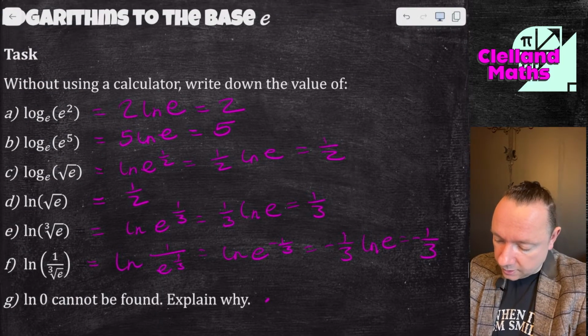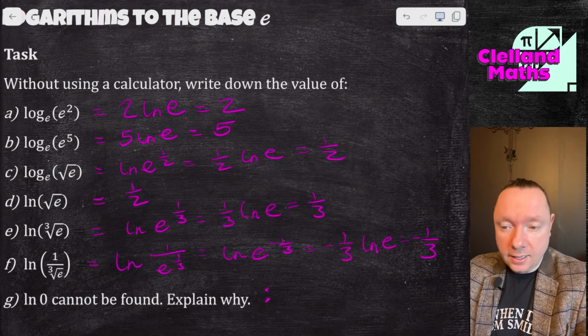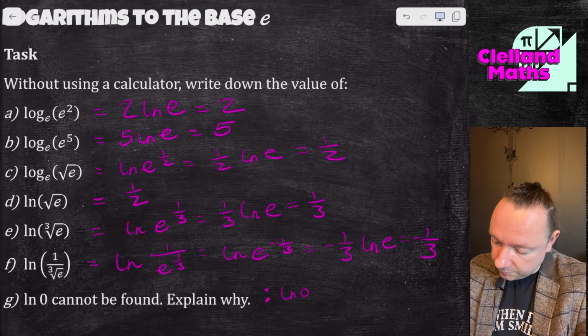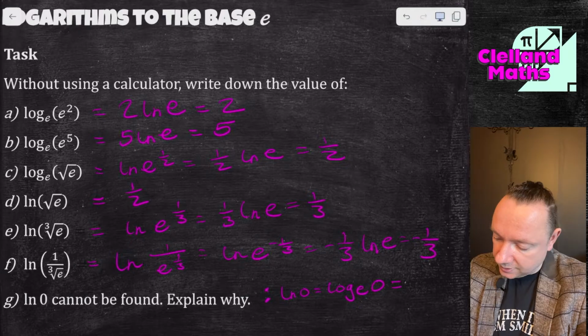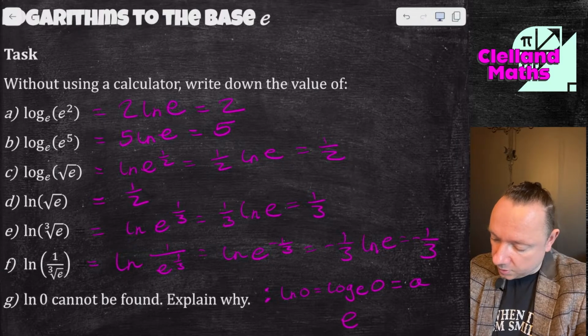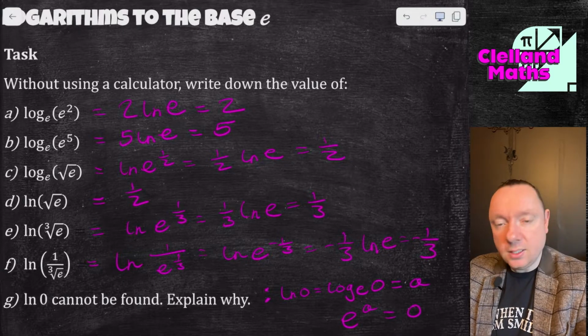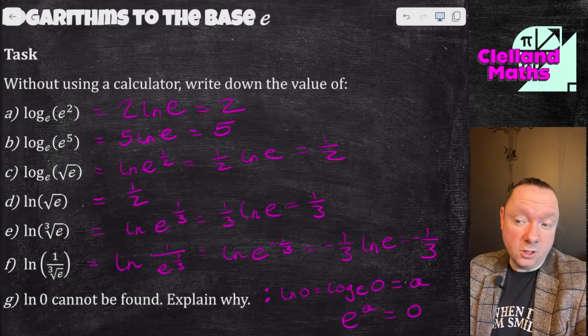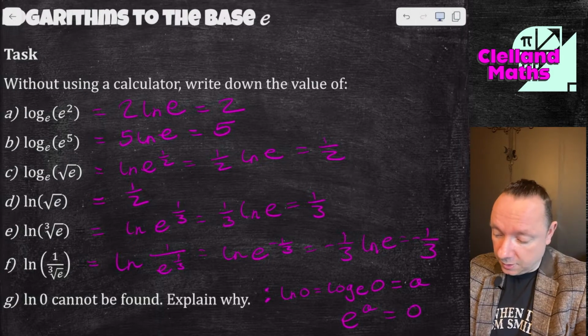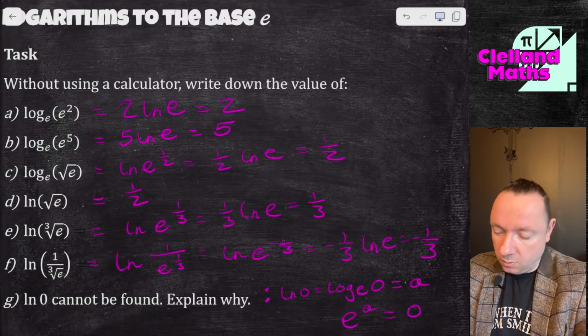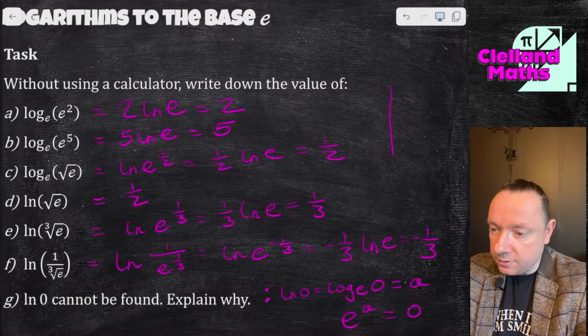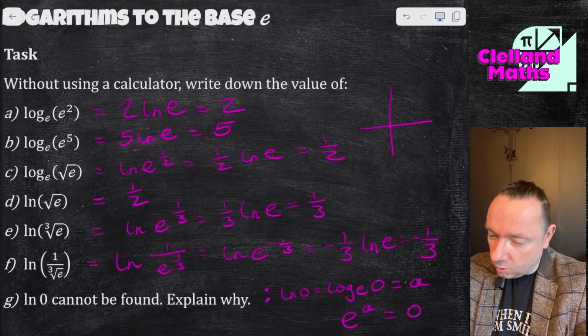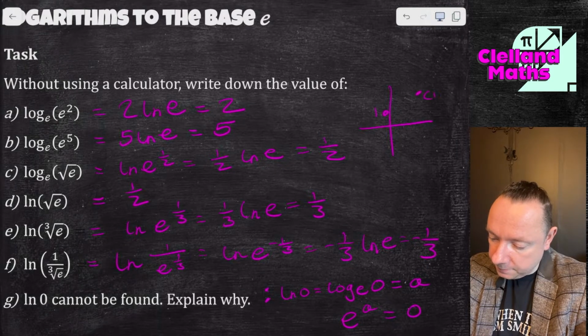Easy way to explain why on this one is we're looking at ln 0. That means the same, remember, as log base e of 0. Well, let's say that's a. That means we're saying that e to the power of a equals 0. A number which is 2 point something to the power of another number equals 0 is impossible. Another way to look at it is the graph. If you think of a graph, it always goes through 1.